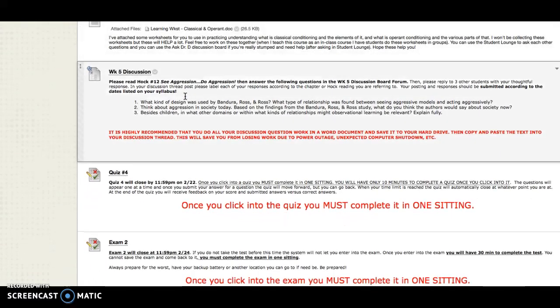Your discussion for this week deals with Hawk reading number 12. And that is called See Aggression, Do Aggression. It is based on Bandura's research of observational learning. It's actually Bandura, Ross, and Ross. They were the three co-authors that ran that experiment. It was an experimental study looking at type of model, aggressive versus non-aggressive, and how that affected kids. So based on the type of model kids saw, how was their resulting behavior?